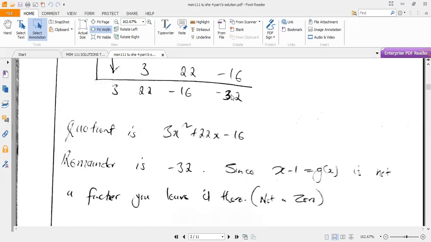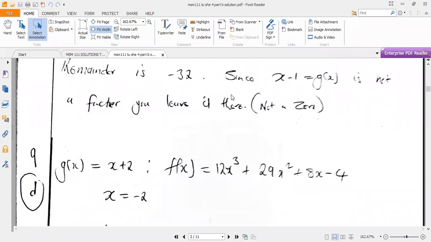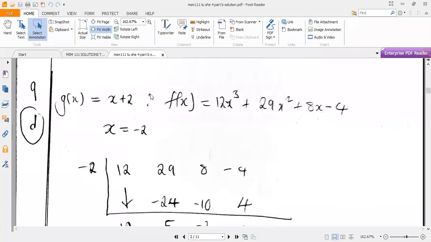That's not a factor. Now, let's look at something which has a factor now. Question 9D. We notice that g of x is equals to x plus 2, isn't it? And then f of x, our function, is this guy here. So now, if this guy is our function, you know what to do. We equate this guy here to 0. X is equals to what? Negative 2. So now we put our negative 2 there.